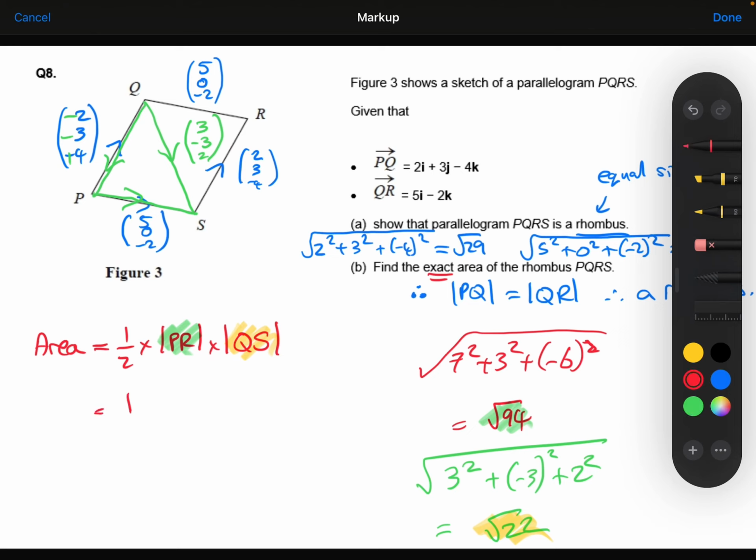So the area of this rhombus is a half times root 94 times root 22, which gives root 517. And that is the exact area of that rhombus.